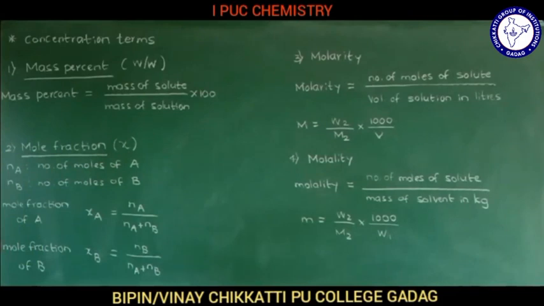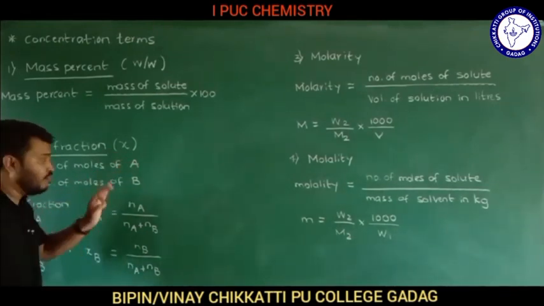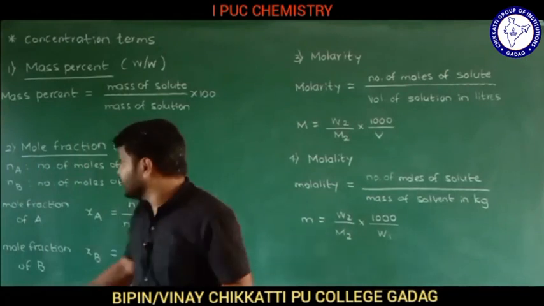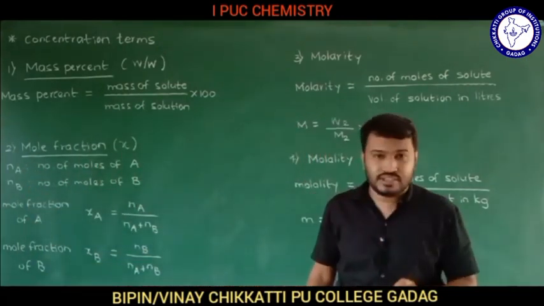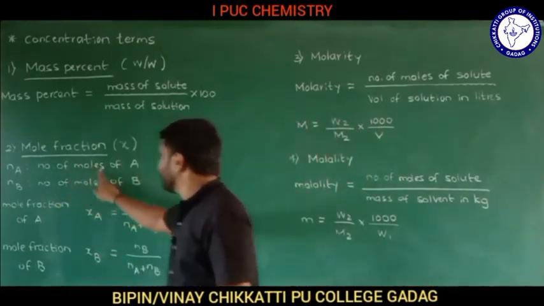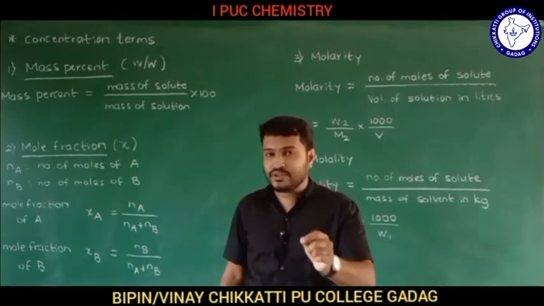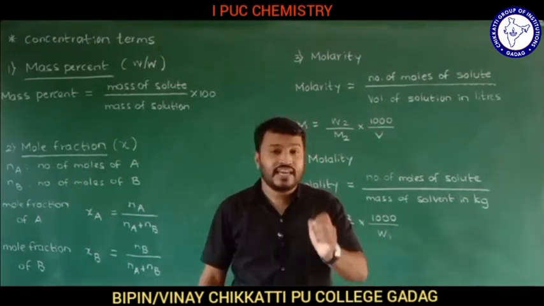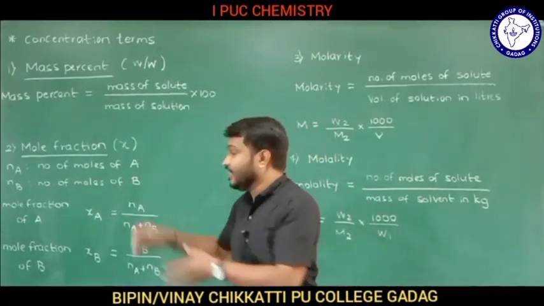Before that, we'll see what Na and Nb stand for. Here I considered A and B as the two components. Small n stands for number of moles, so Na is the number of moles of A, and Nb is the number of moles of B. So first we need to know that n stands for number of moles, and for A we write Na, for B we write Nb.